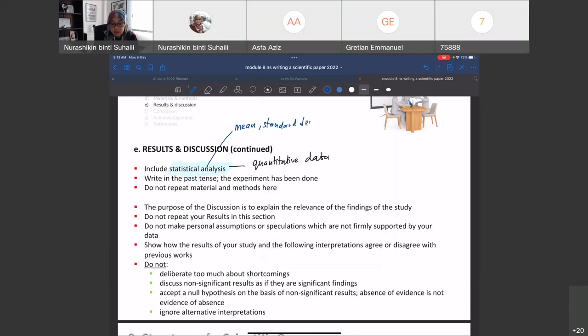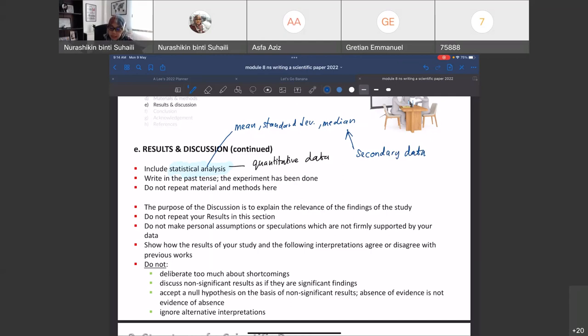Standard deviation, what else? Maybe the median, things like that. So this information is actually secondary data. We call it secondary information, so secondary data. For example, the easiest one for you to visualize now is the average.